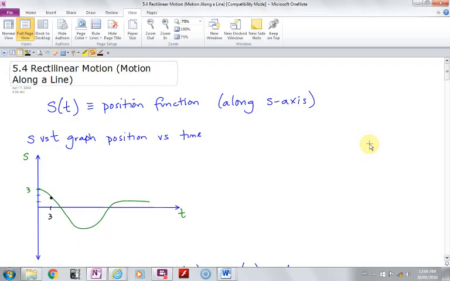Okay, so we're going to use S of t. So it's function notation, and for whatever reason, we use S to denote a position function. In physics, you probably use D for distance or displacement, and we're using S of t for position. And so we're going along the S-axis.